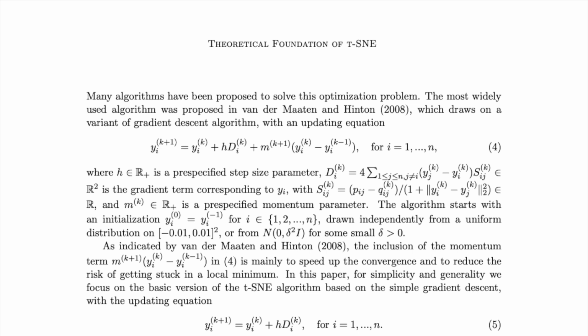a pre-specified momentum parameter. The algorithm starts with an initialization y_i^0 equals y_i^-1 for i in 1 to n, drawn independently from a uniform distribution on minus 0.01 to 0.01, or from N(0, δ²I_2) for some small δ greater than 0. As indicated by van der Maaten and Hinton, 2008, the inclusion of the momentum term in (4) is mainly to speed up the convergence and to reduce the risk of getting stuck in a local minimum. In this paper, for simplicity and generality, we focus on the basic version of the t-SNE algorithm based on the simple gradient descent, with the updating equation y_i^(k+1) equals y_i^k plus h d_i^k for i equals 1 to n.